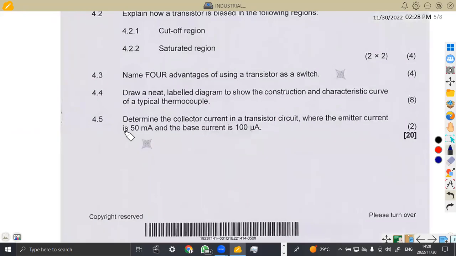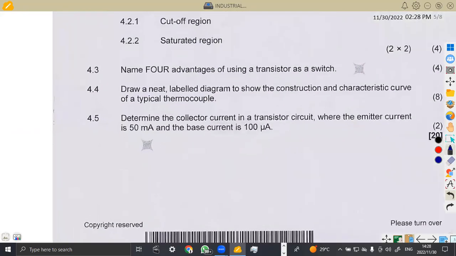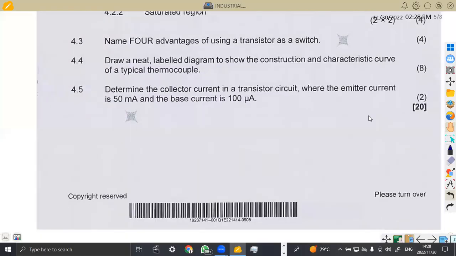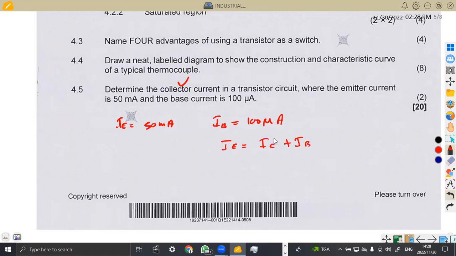Anyways, let's see 4.5. Determine the collector current of a transistor where the emitter current is 50 milliamps and the base current is 100 microamps. Remember the relationship. We want to calculate the collector current, and we know that IE is equal to IC plus IB, or IB plus IC. I don't know which one you want to use, but it's one and the same thing.